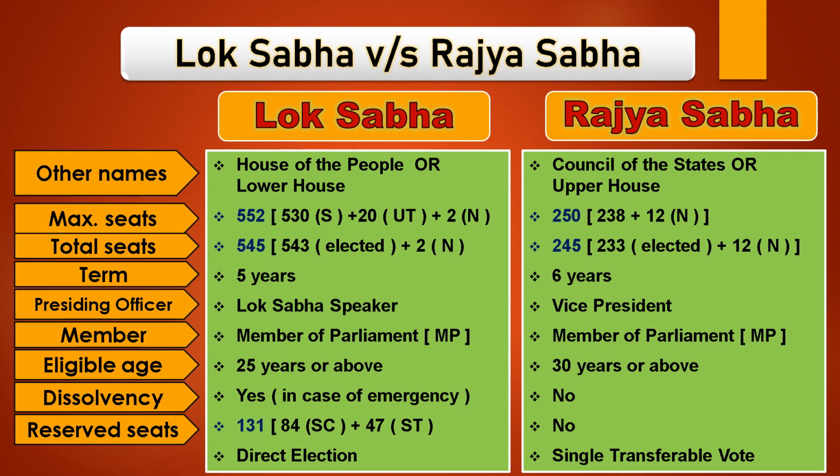Let's talk about the reserved seats. So, in the lower house, Lok Sabha, 131 seats are reserved. Out of these, 84 seats are reserved for scheduled caste candidates and 47 seats are reserved for scheduled tribes. While in Rajya Sabha, no reserved seats are available. Let's talk about the process of election. So, in Lok Sabha, the election of the MPs is done by the direct election method, and to be elected as an MP in the Rajya Sabha, there is a system of single transferable vote.